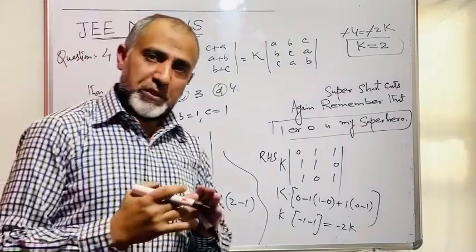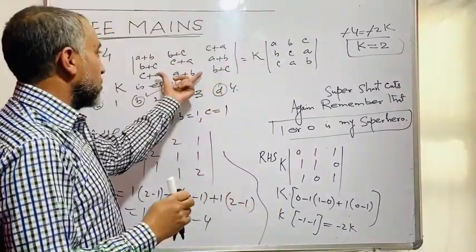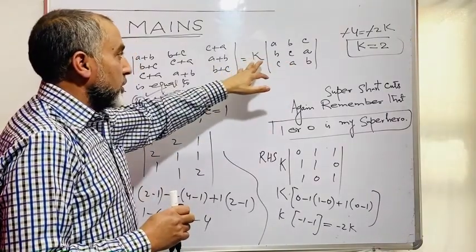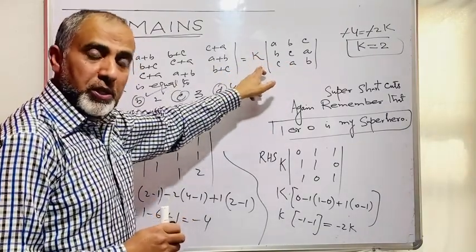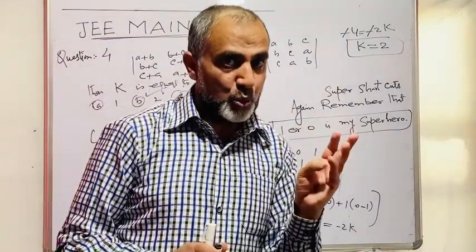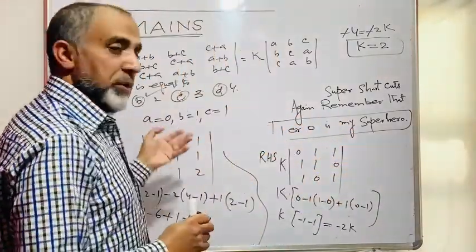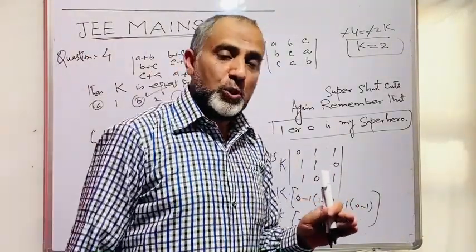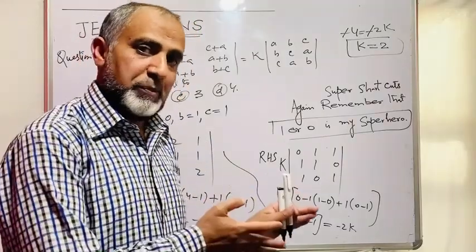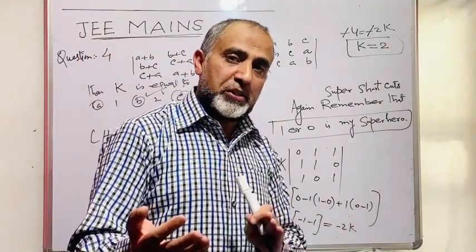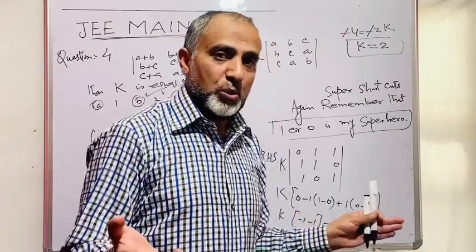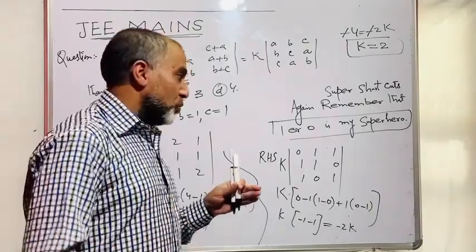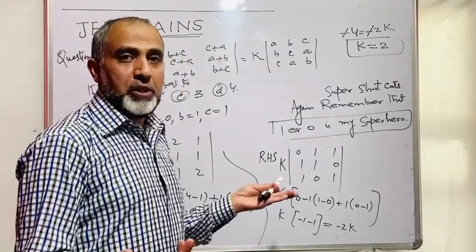I'll repeat it once again. We are provided with this three-order determinant. It is K times this determinant. We are asked to determine the value of K. The options of K are 1, 2, 3 and 4. So what did we do? We first put A is equal to B is equal to C is equal to 0, all three equal to 0. What came out? An absurd result. Left hand side is equal to 0, right hand side determinant is 0, 0 into K is again 0. So we do not get the value of K. And at A is equal to B is equal to C is equal to 1, we are also not getting the value of K. So what will we do?